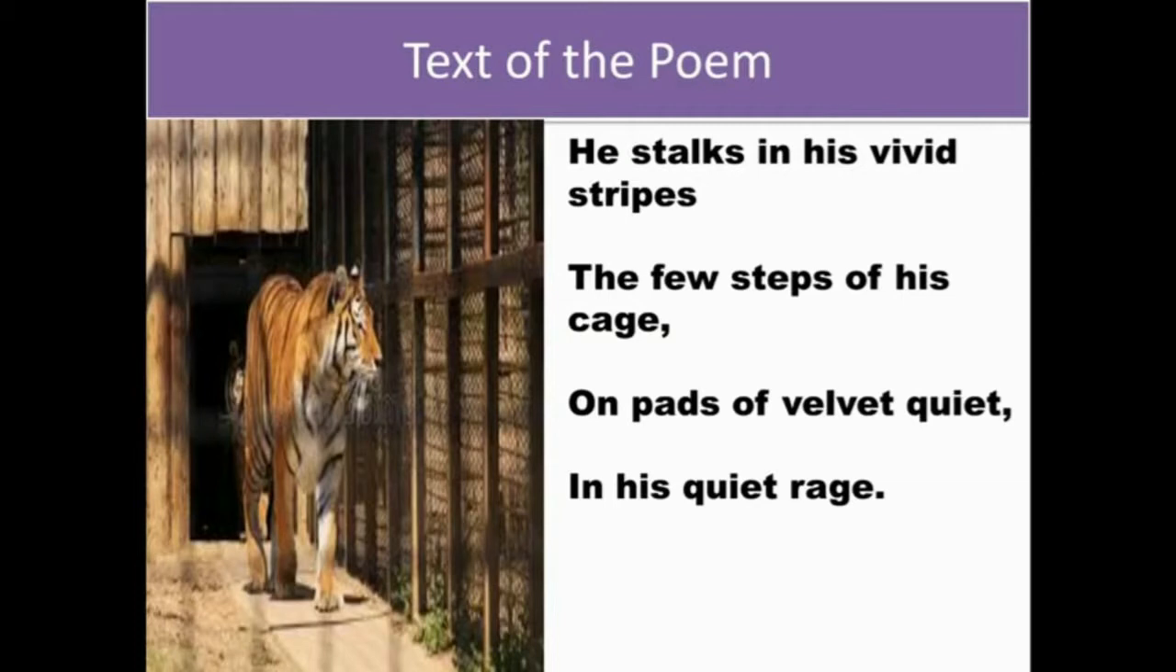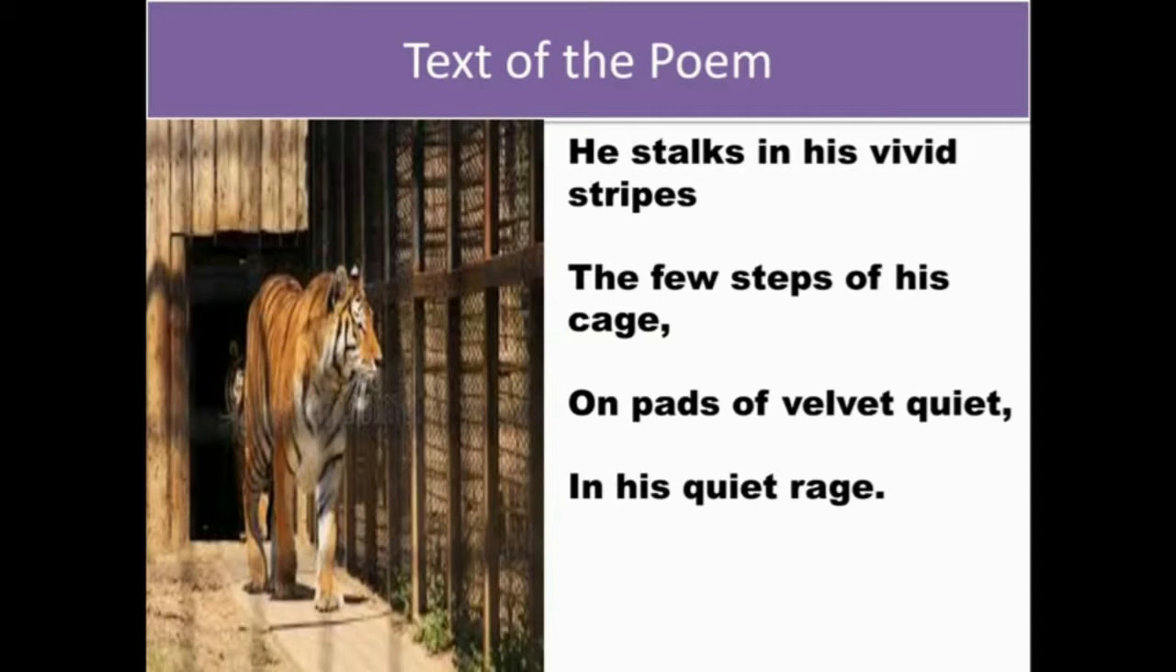We will see the glossary, that is, the new words that came in this stanza. First is stalks. Stalks means to follow. Vivid means bright colored. Pads are the paws of the tiger. And rage means anger, violent, uncontrolled anger. Okay. Now we will move to the explanation for the above stanza.